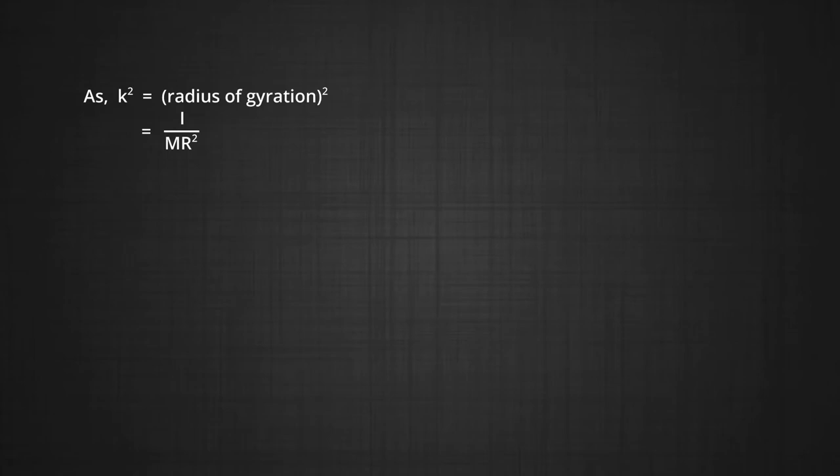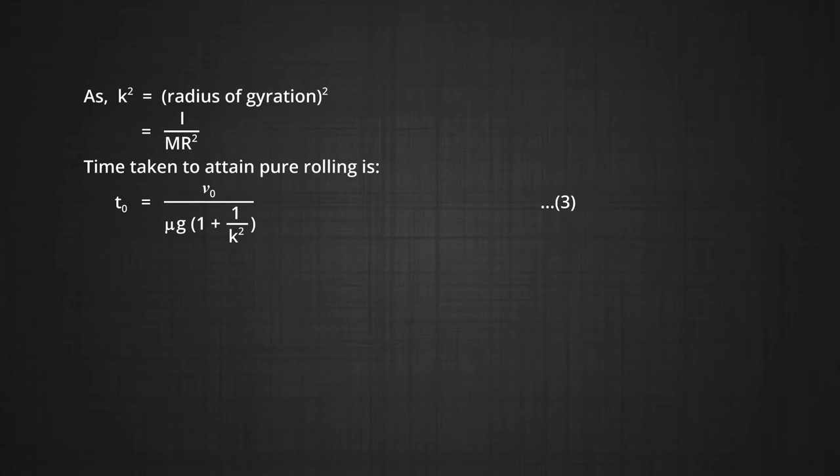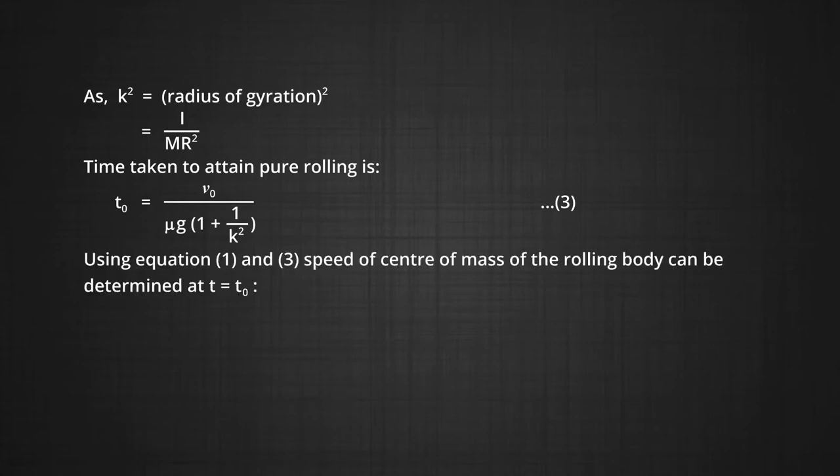As we know, k square, where k is the radius of gyration, can be written as moment of inertia divided by mass into r square. Then the time taken to attain pure rolling can be written as t naught is equal to v naught divided by mu times small g within the brackets 1 plus 1 upon k square. This gives us equation number 3. Using equations 1 and 3, the speed of the center of mass of the rolling body can be determined at t equal to t naught. Therefore, the speed becomes v is equal to v naught minus mu times small g v naught upon mu g within the brackets 1 plus 1 upon k square. If you simplify this, we get v is equal to v naught upon 1 plus k square. This gives us equation number 4.